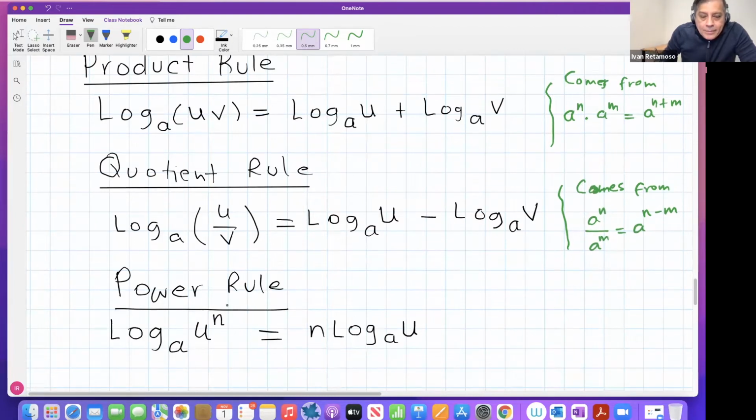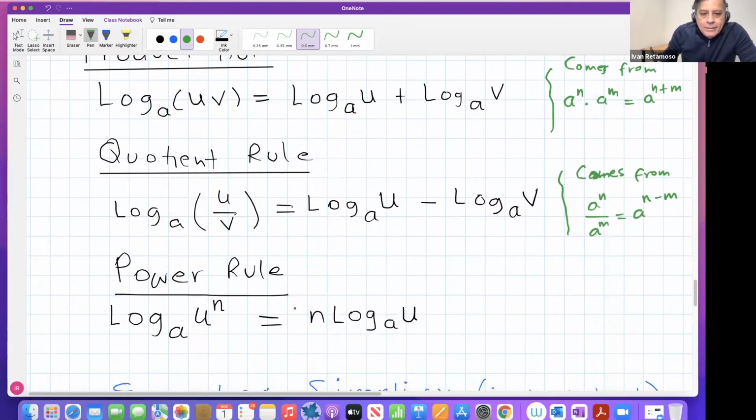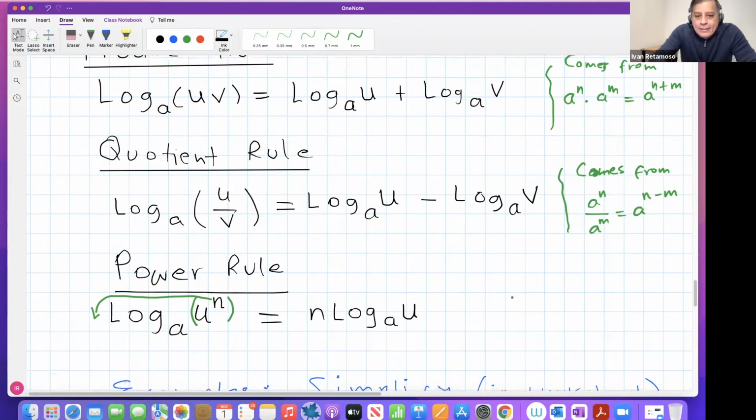Third rule, it's called the power rule. What happens if you take the log of a power, log base a of u raised to n? The argument is this power, u raised to n. Mathematicians have discovered that whenever you do that, you're allowed to take the exponent and write it up front, in front of the log, this way: n times log base a of u. You follow, guys? Up front, okay?